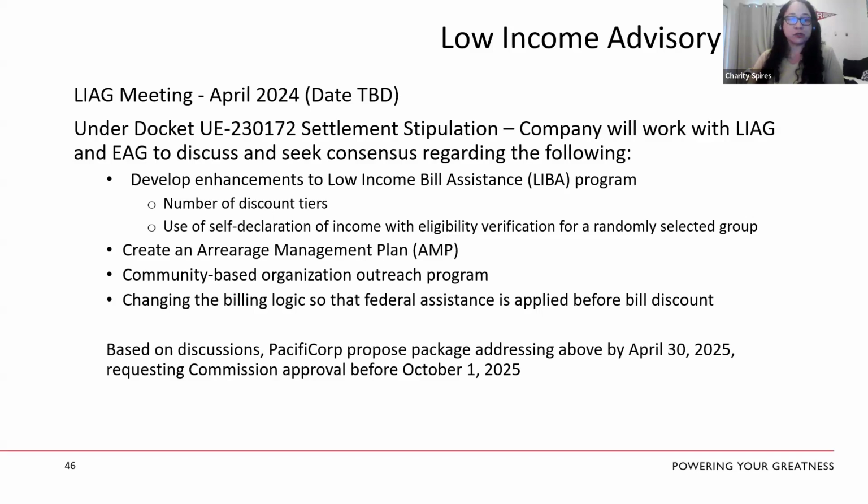And so these will start conversations on these and set up a schedule for the year. We are to propose a package by April of 2025 and request commission approval before October 1st of 2025. So I just wanted to provide an update, and I look forward to seeing the Low Income Advisory Group coming up on April 23rd in just a couple weeks.